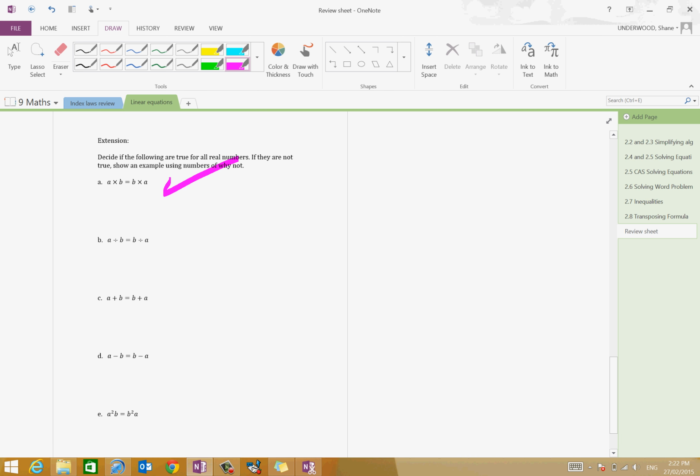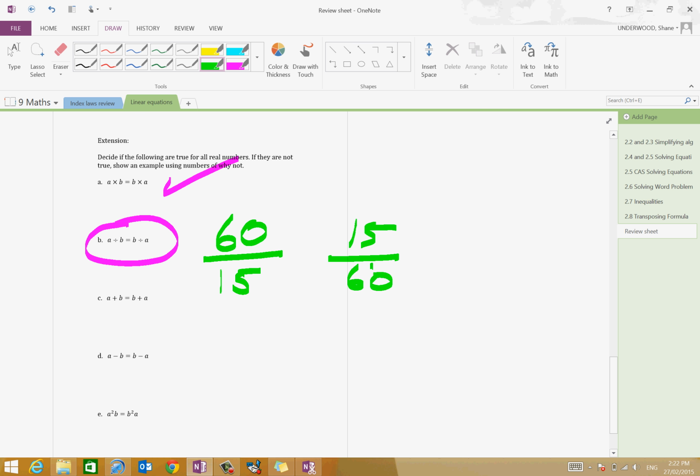What about A divided by B being the same as B divided by A? Is it true for all numbers though? Can someone give me an example of a case where A divided by B is not equal to B divided by A? Lachlan Duke. 60 divided by 15 and 15 divided by 60. Okay, now 60 divided by 15 is equal to 4. 15 divided by 60 is equal to 1/4.